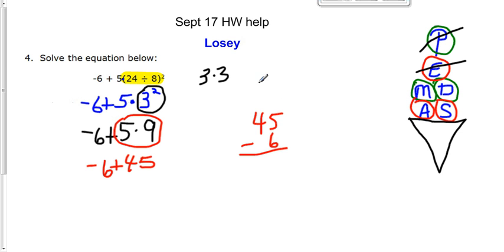5 minus 6, I can't do that. I'm going to have to borrow. That becomes a 3. That becomes 15. So 15 minus 6 is 9, and bring the 3 down. So my final answer is 39. And I have more positives than I have negatives, so my answer is going to be positive 39.